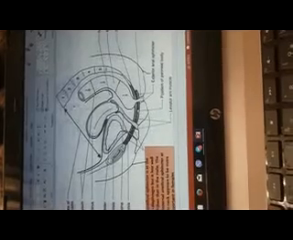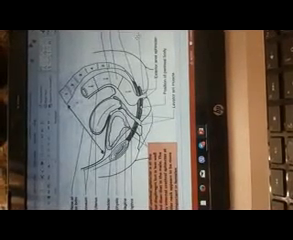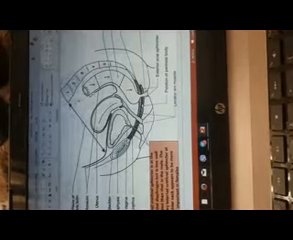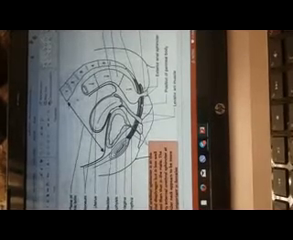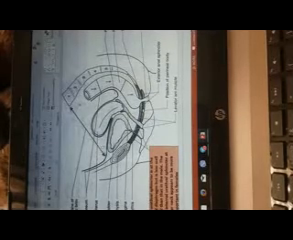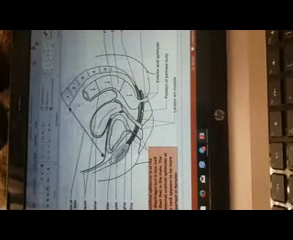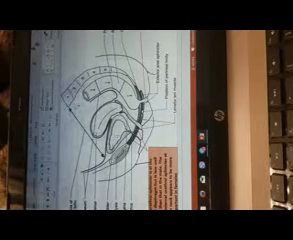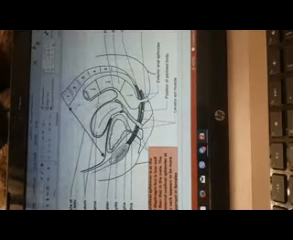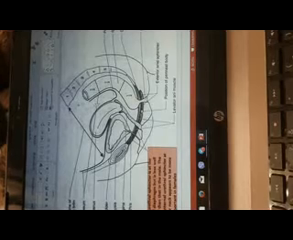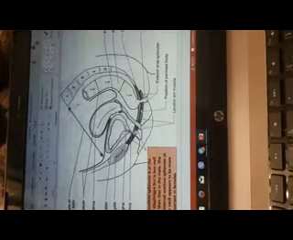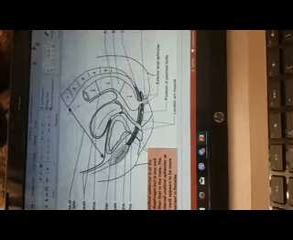This is a sagittal section showing the right side of the female pelvis. You can see the plane of the pelvis is tilted at this angle. This is the bladder. This is the vesicouterine pouch. This is the rectouterine pouch of Douglas. This is the vagina, urethra, anal canal.